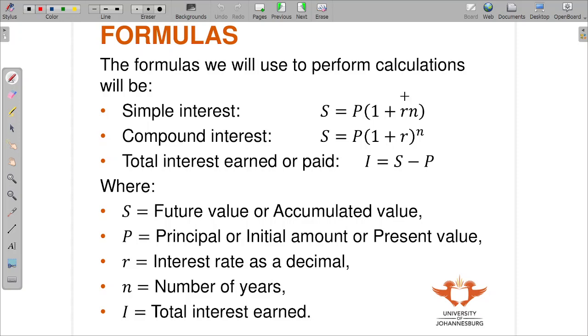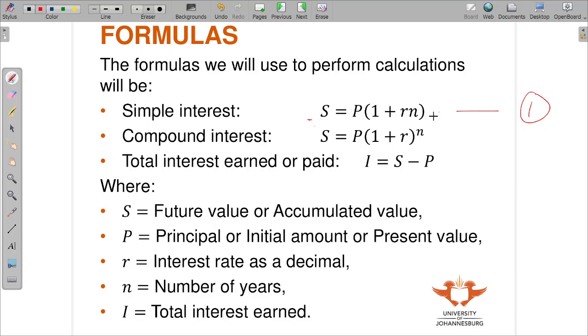Now, the formulas. In this module, you are going to come across a lot of formulas. Please, you need to know them because you use them always. Okay. So, in simple interest, we have the future value, the present value, the rate, and n is the year, as we listed here. Let me call this one equation 1.